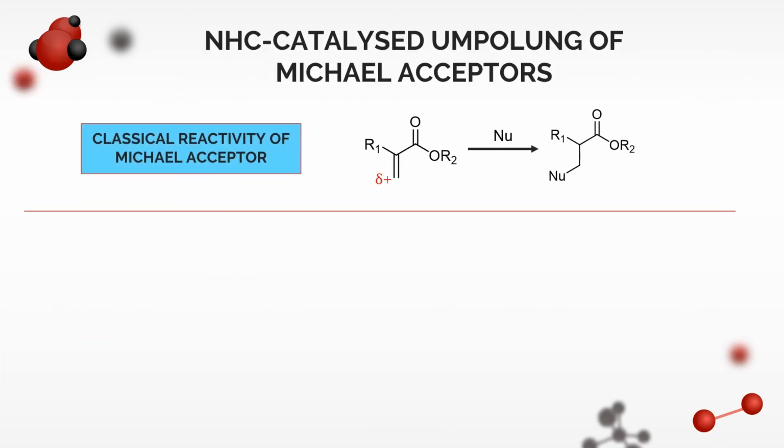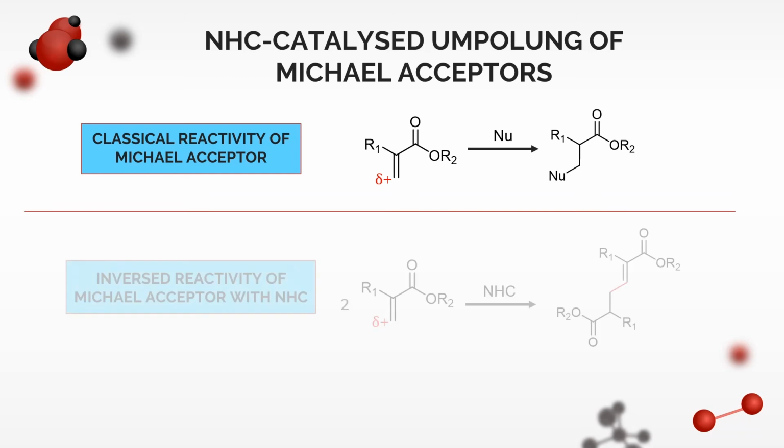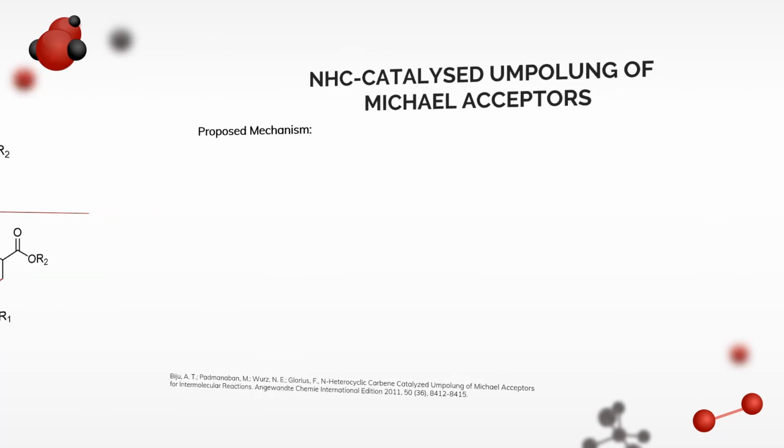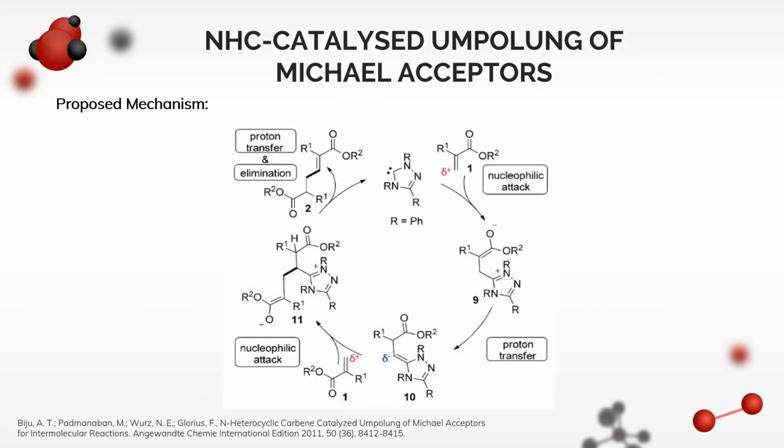For Michael acceptors, the carbon beta to the carbonyl is electrophilic. Hence, a nucleophile will attack this carbon. In the presence of NHC, the reactivity of the beta carbon is reversed, allowing the formation of the new bond in red. This is the proposed mechanism. This is similar to what we have seen for the case of aldehydes.